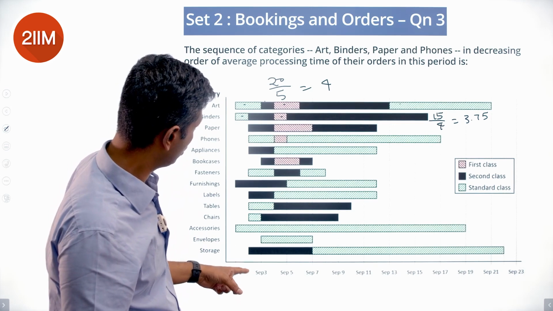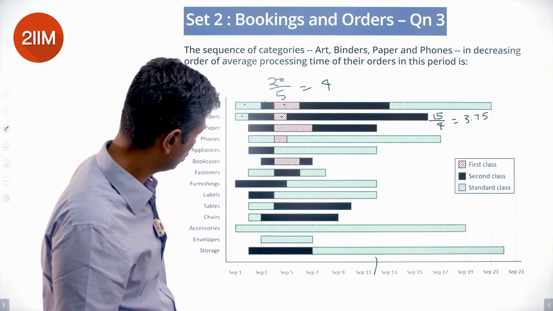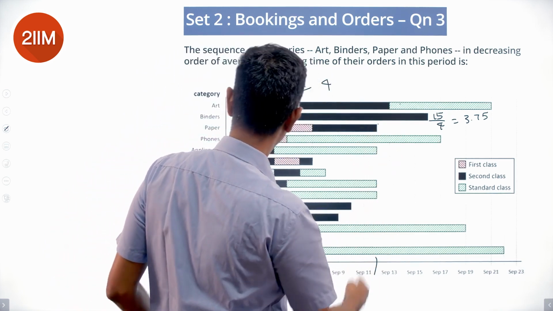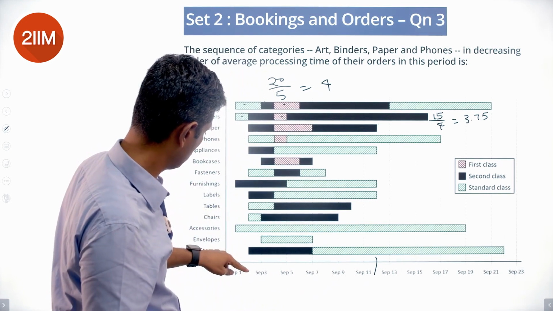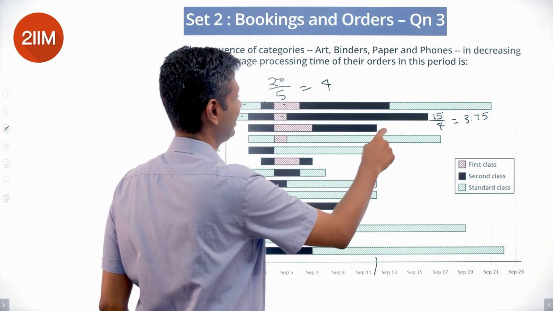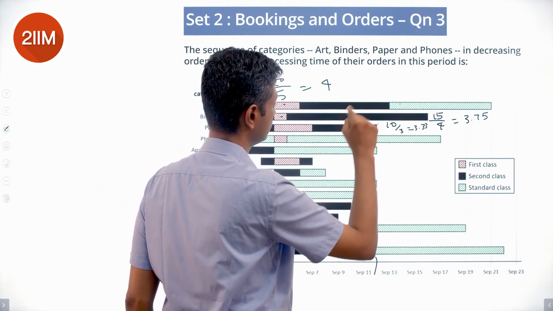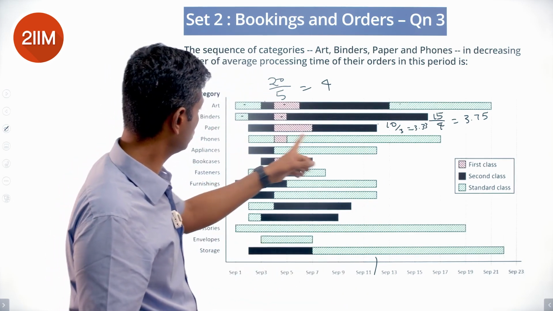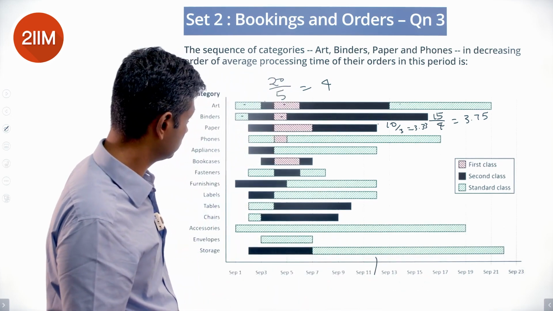Paper, September 2 to September 12. Starting from September 2 to 12 is 10 days, and 10 by 3 is 3.33. Phones: 1, 2, 3 categories again, going till September 16, starting from September 2.